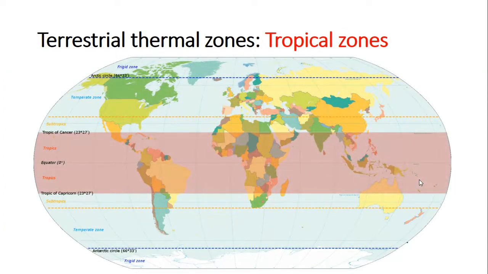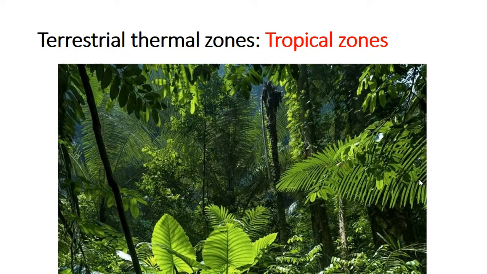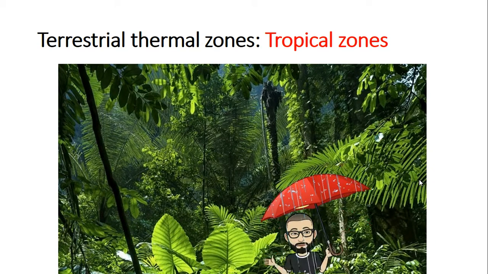Tropical or warm zones extend from the Tropic of Cancer in the north up to Capricorn in the south. It is characterized by high temperatures and abundant rains all the year or much of it.